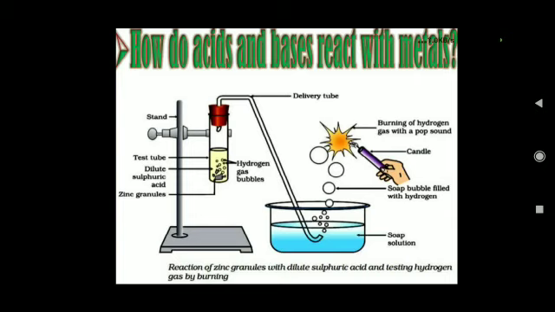When zinc reacts with acid, that is dilute sulfuric acid, Zn plus H2SO4. As you all know, zinc is more reactive than hydrogen. Then the products formed are ZnSO4 plus H2. Hydrogen gas is evolved when metal reacts with acid.